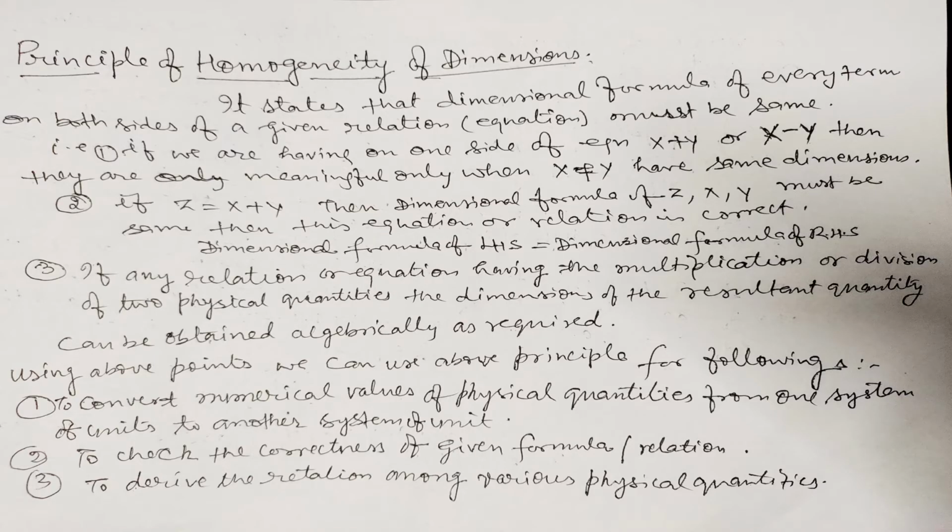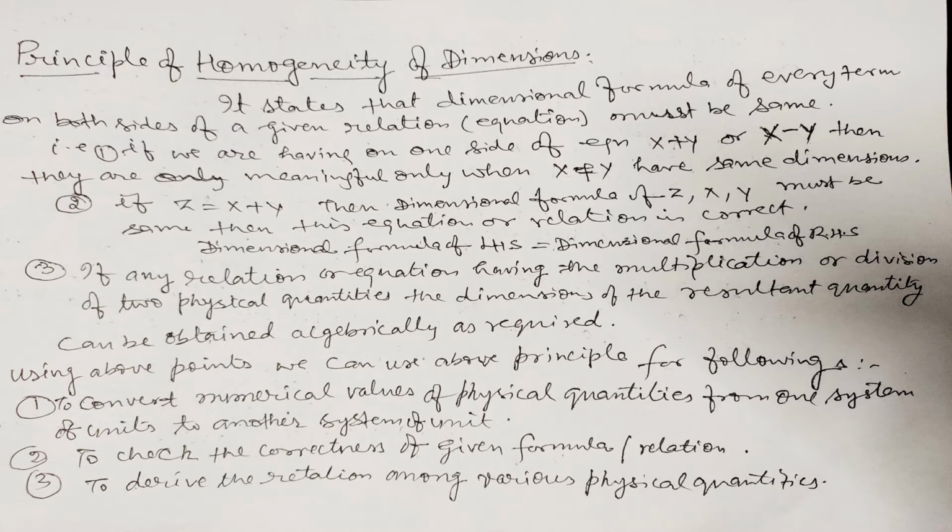So what is the principle of the homogeneity of the dimensions? The dimensional formula of every term on both sides of a given relation or equation must be the same. This is the statement of the principle of the homogeneity of dimensions.